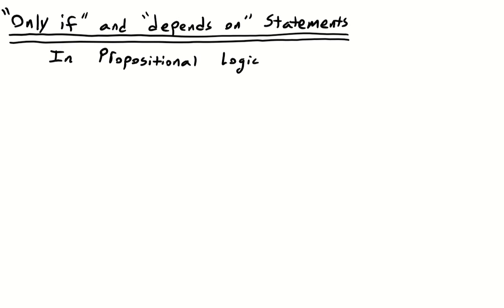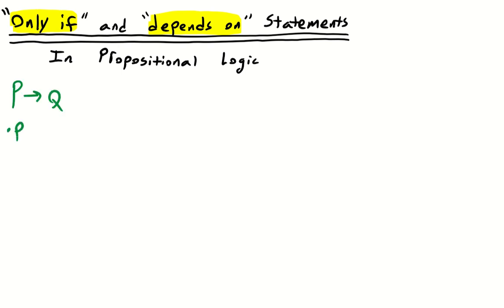Say you have the statement P only if Q, or P depends on Q. How would you translate that into propositional logic? Remember, this is mostly an art form rather than an exact science. It depends on the context. But in general, only if talks about something that is necessary, or depends on talks about something that's necessary, not just sufficient.